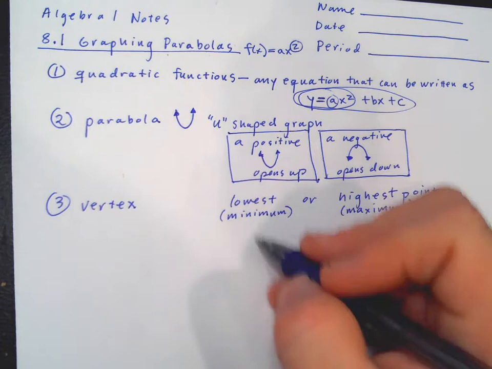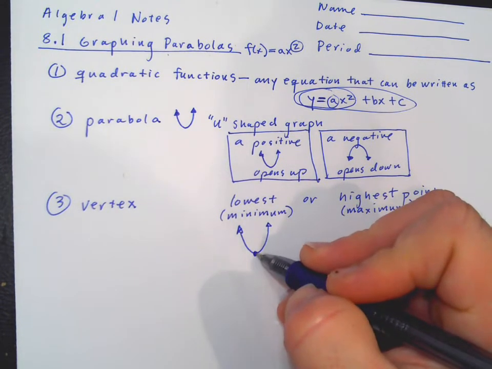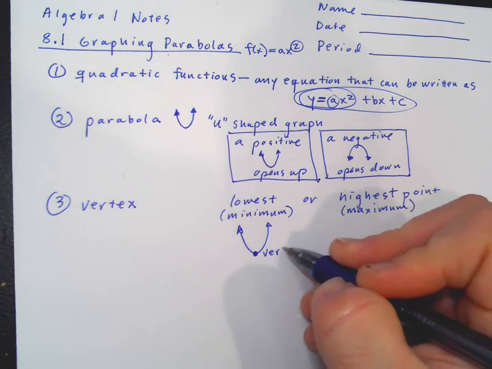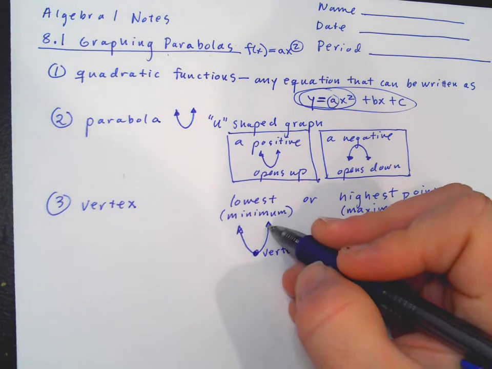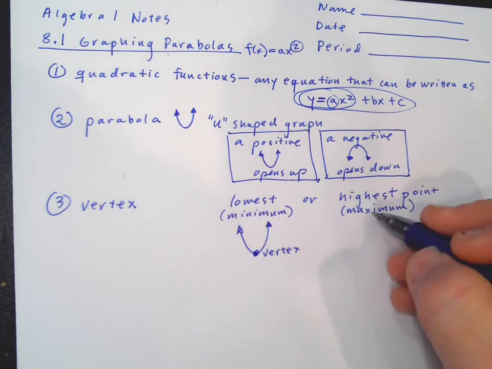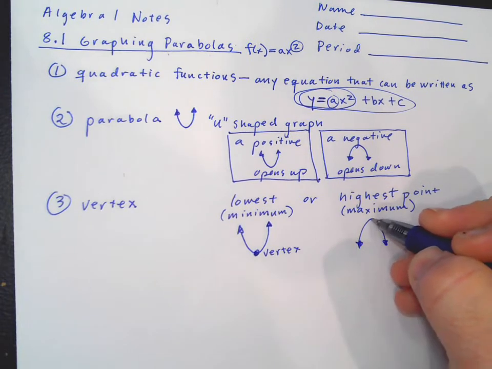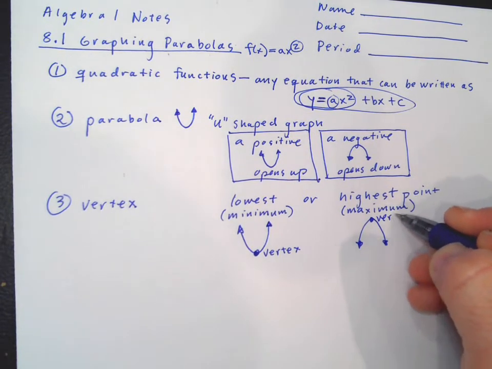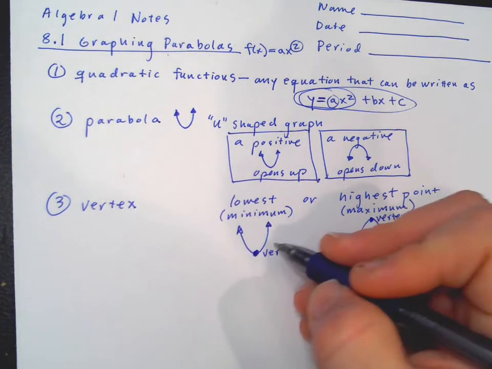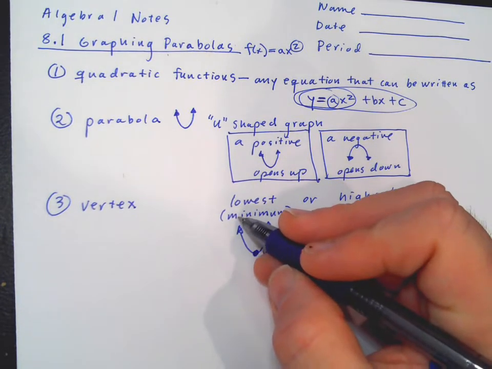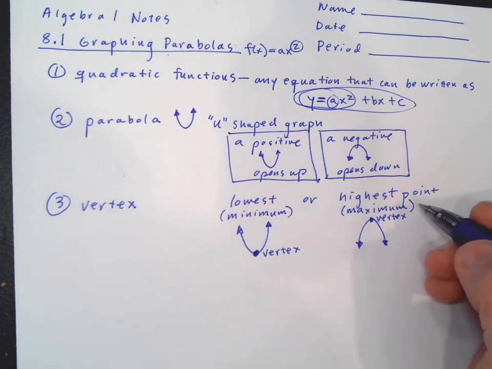Now, if the graph is opening up, it's going to be this point right here. This is called the vertex right there, and it's going to be the lowest point of the graph. The graph just goes up forever. If it's upside down, if it's opening down, then the vertex right here is going to be the highest point, maximum. Now, the vertex is where the graph kind of changes directions. Like you could be like, well, it's going down and now it's going up. So it's sort of that turnaround point.